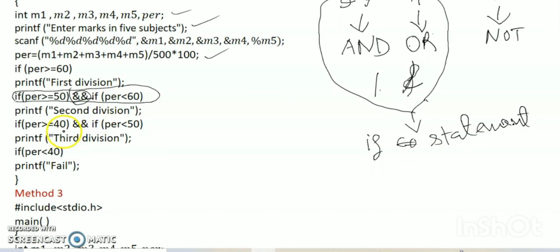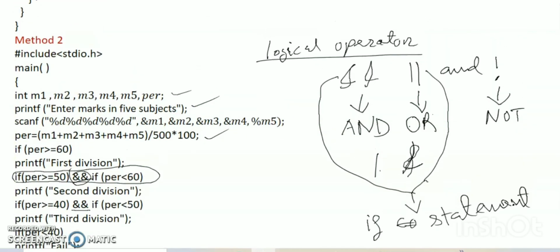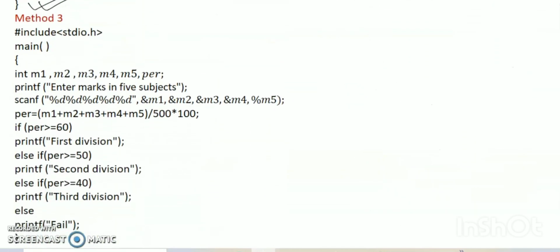So friends, you get the and operator. Again, I use the and operator in here: if both conditions are true, then it is third division, and otherwise it is fail. Okay, so I hope I can clear this total programming. Now I discuss method 3.